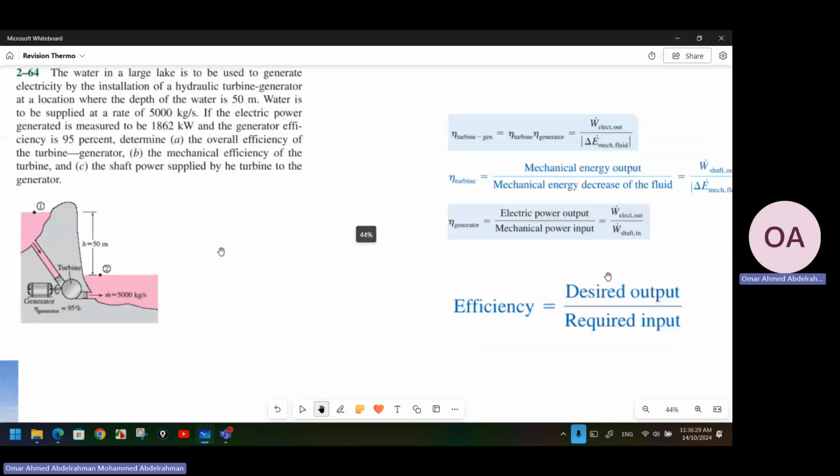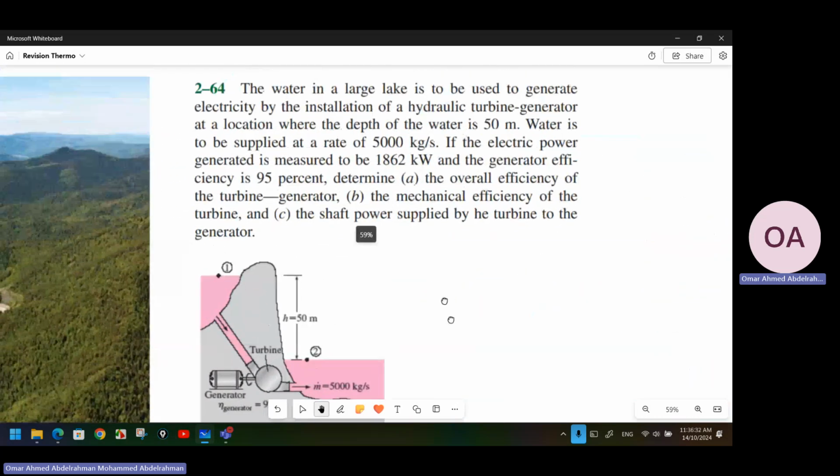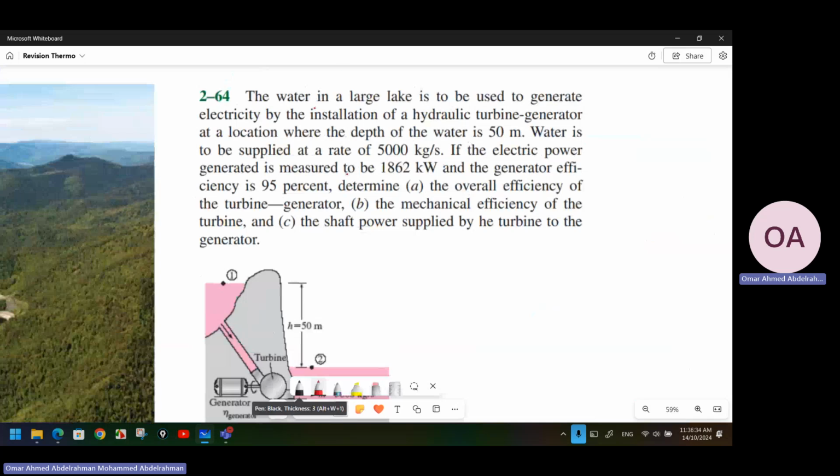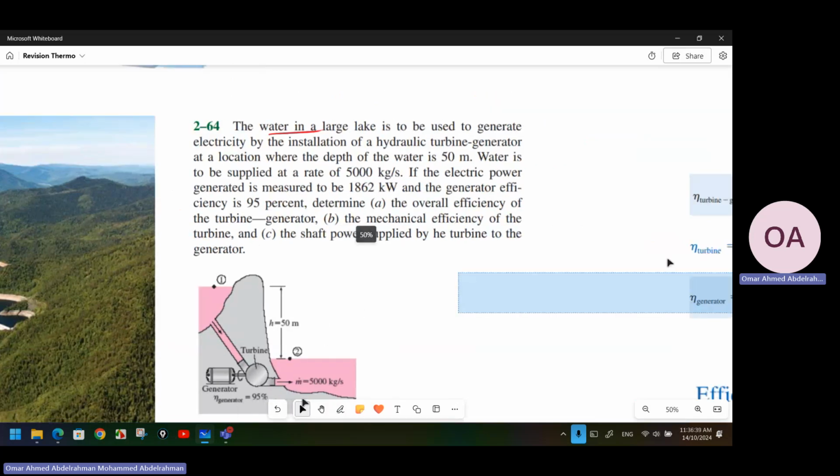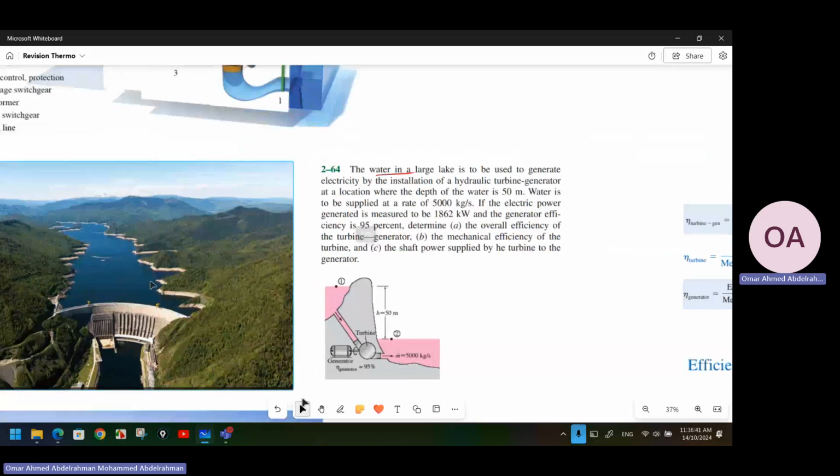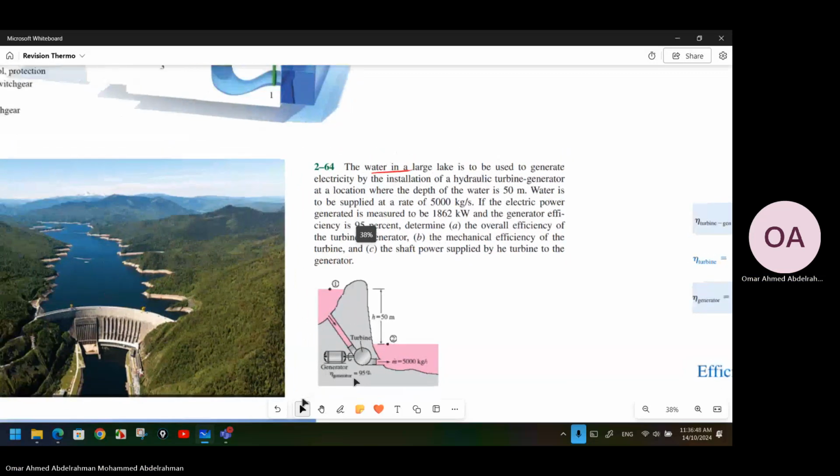So here in this question, he said that we have water in a large lake, like the ones used in dams. You can assume it is a river. Why does he mention specifically that I have a large lake? You need to think about the water in this large lake. First thing, the water is not moving.